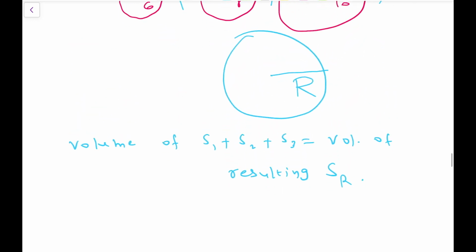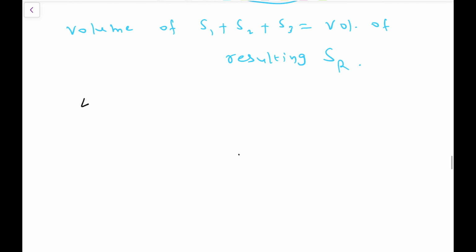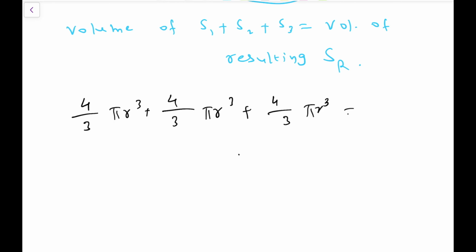Okay, volume of the sphere. What is the formula for volume of the sphere, Nana? 4 by 3 pi r cube plus second sphere radius again. So 4 by 3 pi r cube plus third sphere radius. So that will be 4 by 3 pi r cube is equal to resulting sphere radius. So as usual 4 by 3 pi r cube.